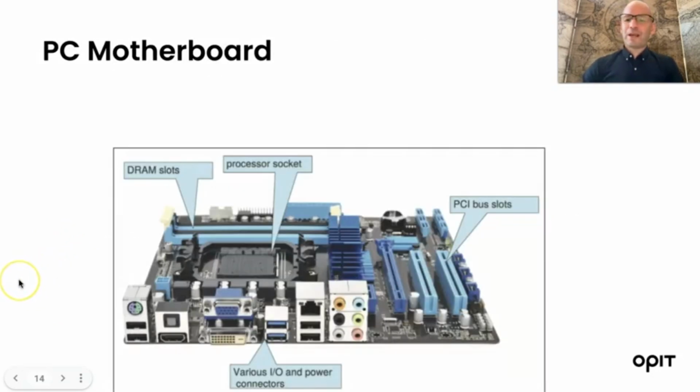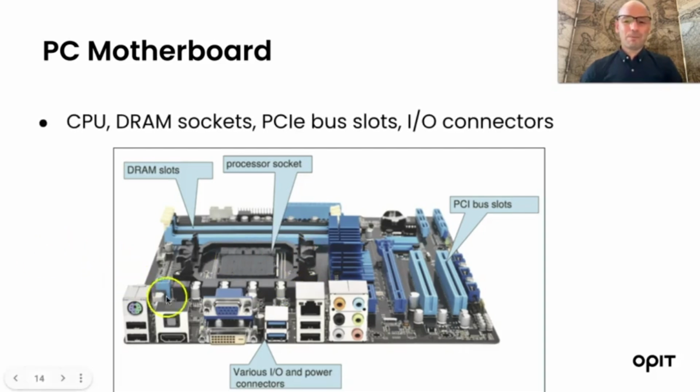Just looking at what a modern system looks like. This would be a modern desktop system, not a smartphone. The inside of your smartphone wouldn't look anything like this. So we have CPU, we have DRAM sockets, we have PCIe bus slots, we have input-output connectors. This is what a typical desktop system would look like today, with all of the components that make up a computer system.